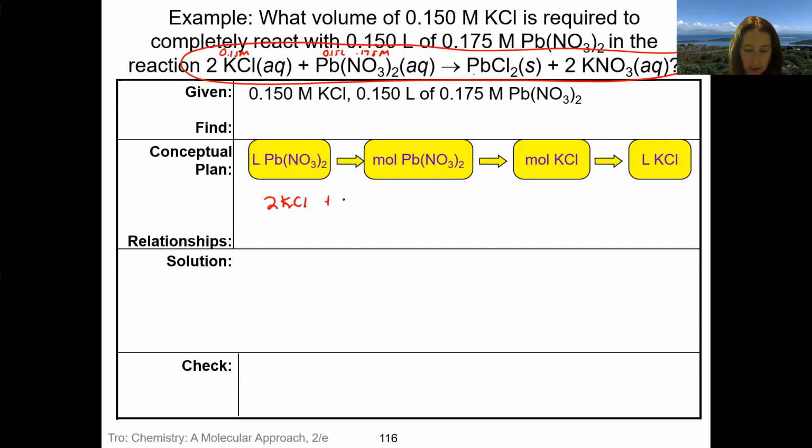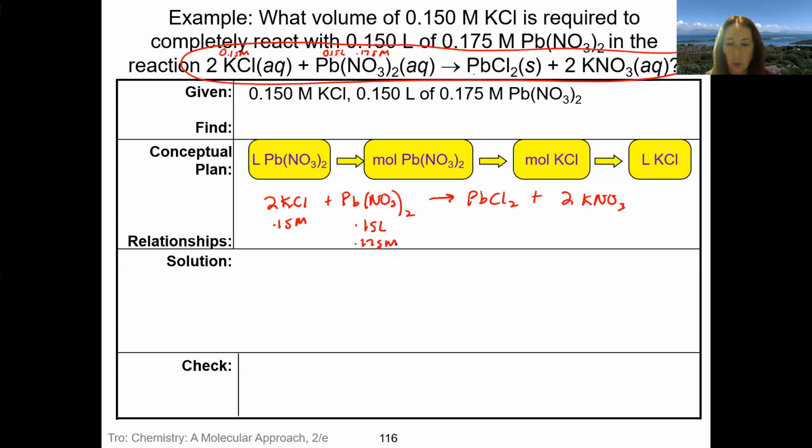So 2 KCl plus Pb(NO3)2 goes to PbCl2 plus 2 KNO3. Okay, so we have 0.15 molar of this, and we have 0.15 liters of this, and 0.175 molar of this. And the question is, what volume of this? So we want liters of this, KCl.